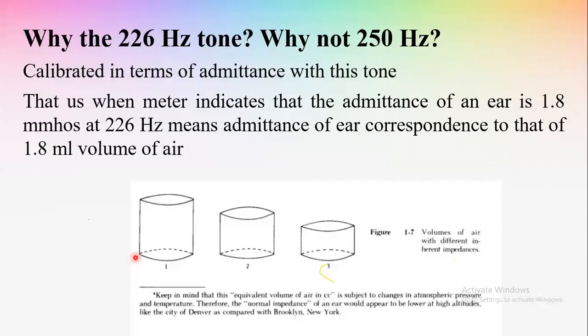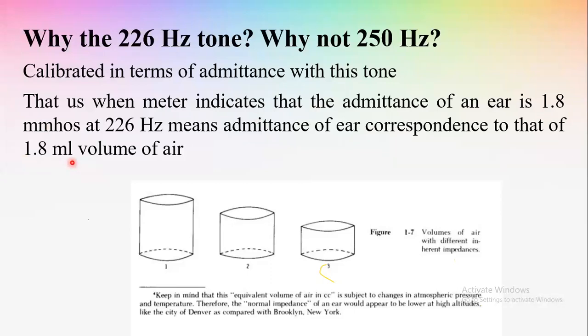We know that we use the 226 hertz tone almost all the time. Why not 250, or 500, 600, 700? To answer that, the 226 hertz tone is used to calibrate the admittance. When the meter indicates that the admittance of the ear is 1.8 mmhos at 226 hertz, this means the ear canal volume is 1.8 ml.